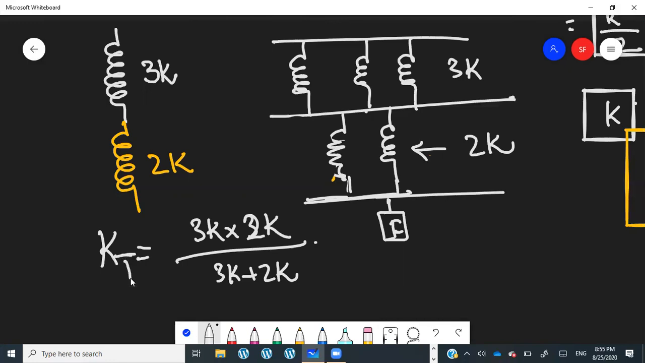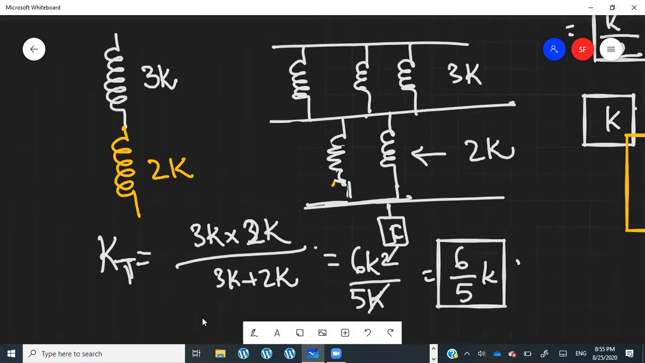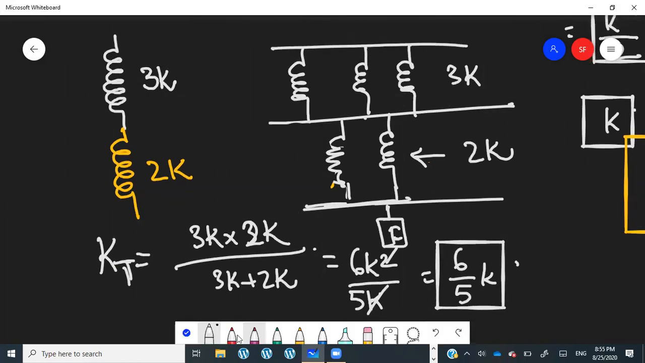Remember the parallel resistors formula? Yes. So 3 2s are 6K squared divided by 5K. K K, it's 6 upon 5K. Now do you get it? It's not K upon 5, it's 6 upon 5K. So basically, I think you did reach here, but you were not aware of this situation. You were not aware that these are in series with one another. And since they are in series, you could just apply that formula and you can get your answer.